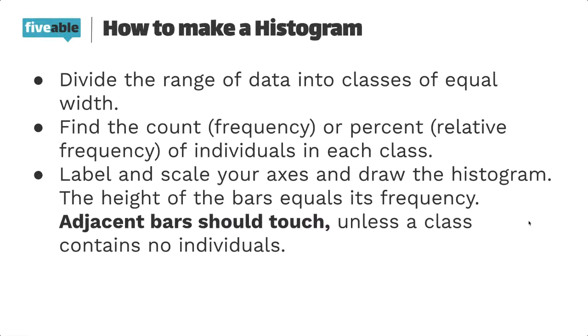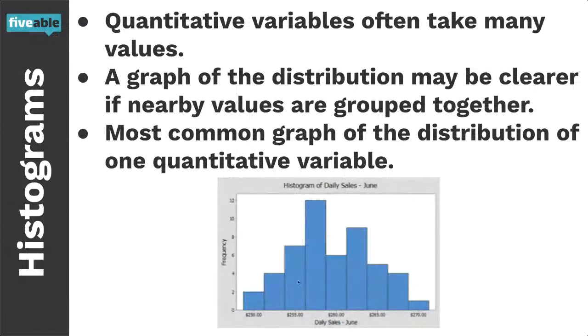We find the count or the frequency, or we can also do percent. So we can also do a relative frequency for our count of the individuals that fall into each class. So going back to our example, I can see that 2 days in June, the sale was $250. 4 days in June, the sale was somewhere between $250 and $255, it looks like. Right, so it gives us an interval.